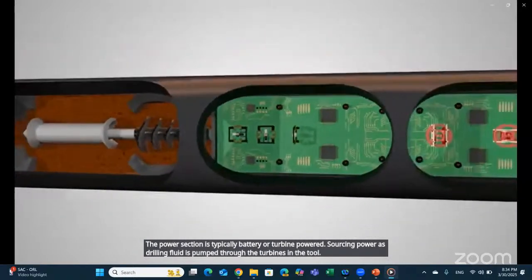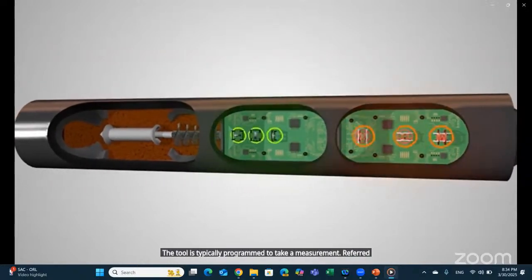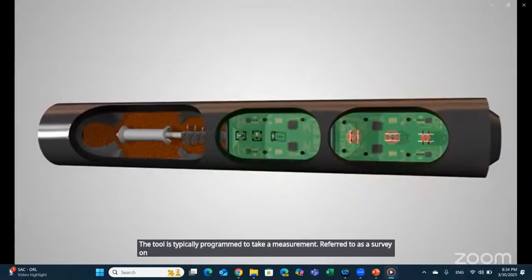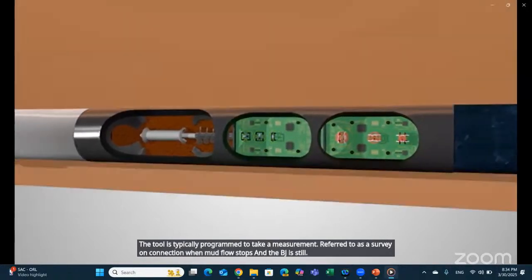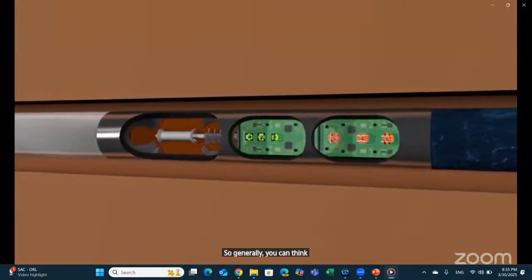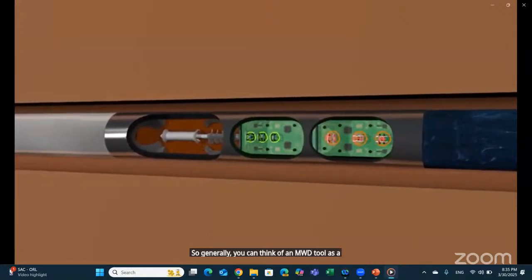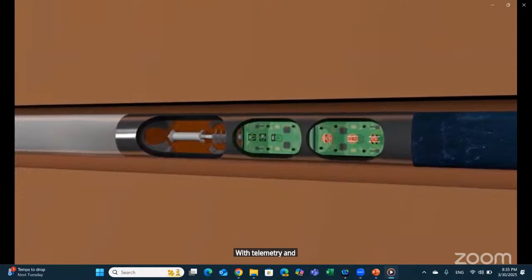The tool is typically programmed to take a measurement, referred to as a survey on connection, when mud flow stops and the BHA is still. So, generally, you can think of an MWD tool as a magnetic sensing tool with telemetry and power sections.